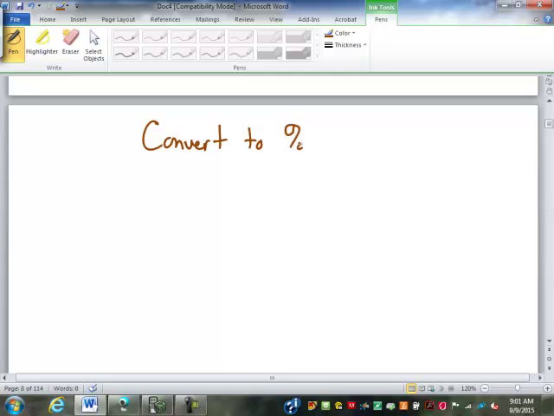Convert to percents. 7.1, 0.38, 0.044, and we'll call that good. Oh, 0.1. We'll call those good.